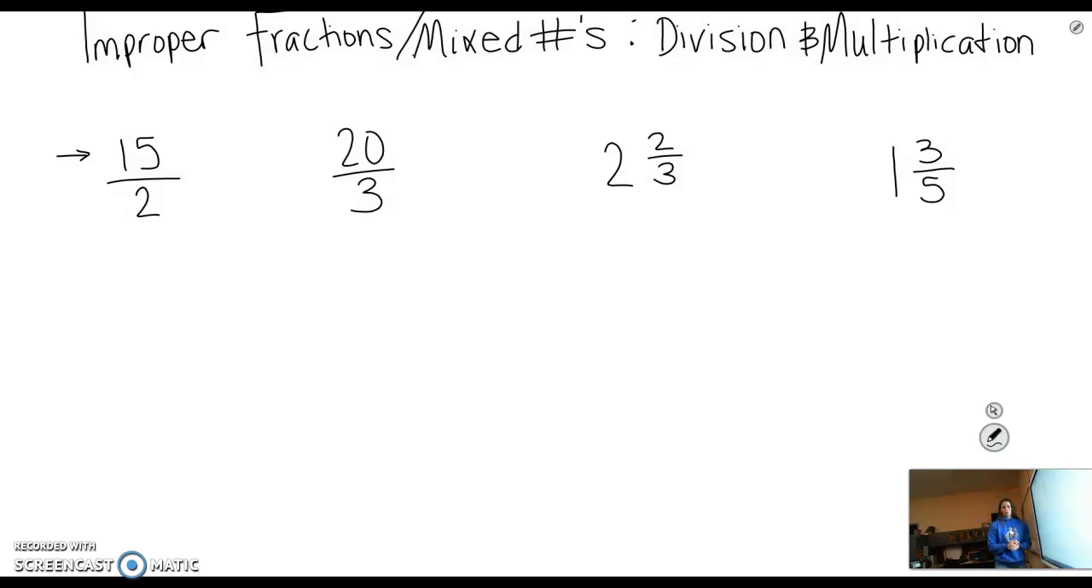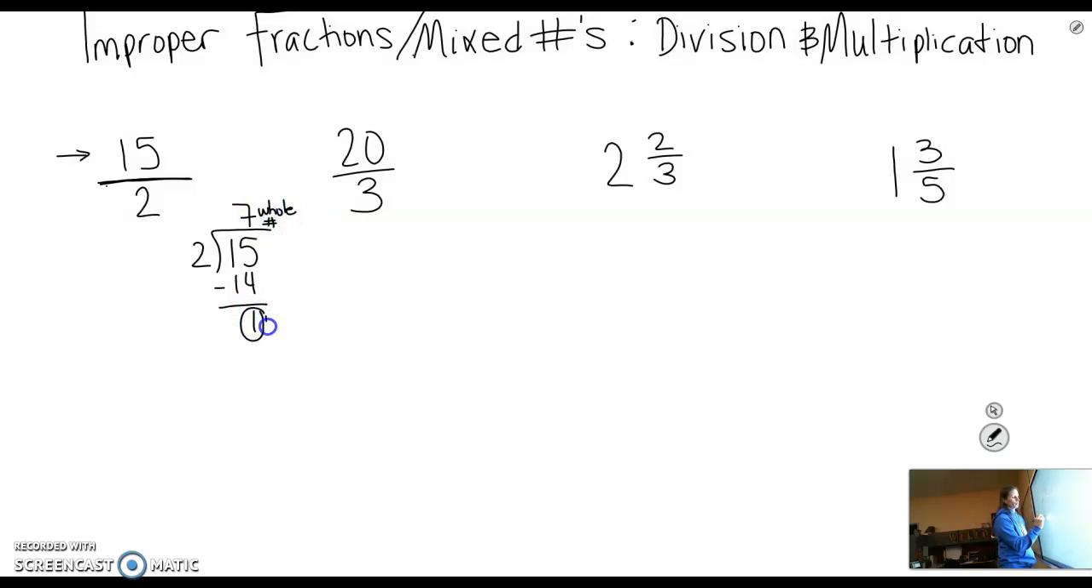To do this, we're going to use division, because 15 over 2 is 15 divided by 2. So let's do our division problem: 15 divided by 2. Okay, we know that 2 times 7 is 14, so we're going to put 7. Do our subtraction. 15 minus 14 is 1.